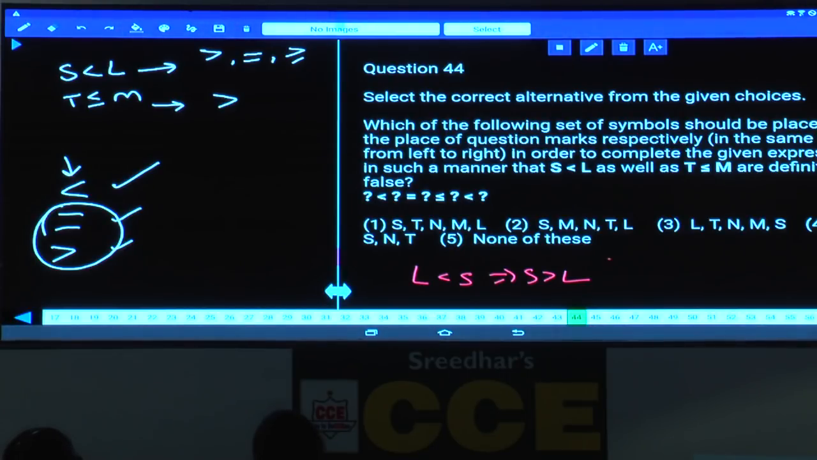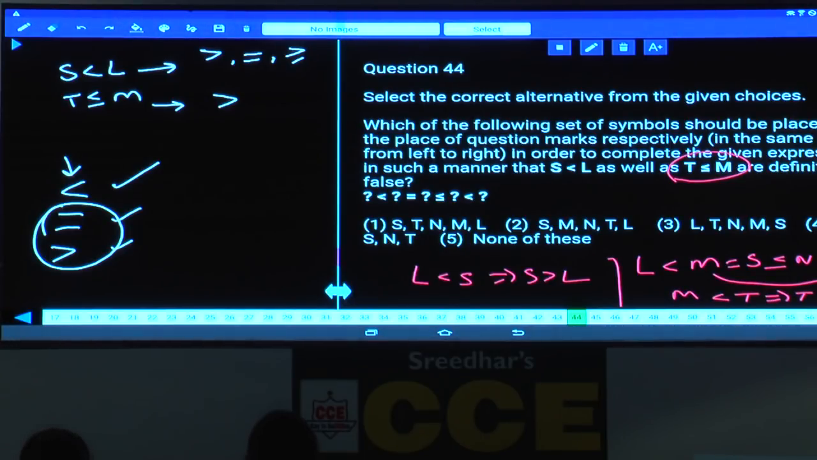Then coming to the second one. What is the second one here? Now L lesser than M, M equals to S, and S is lesser than or equals to N, and N lesser than T. Then what happened to the second conclusion, T lesser than or equals to M? What is the conclusion we got here? We got that M lesser than T is true. As M lesser than T is true, that means T greater than M. What happened to this T greater than M? T greater than M is false.